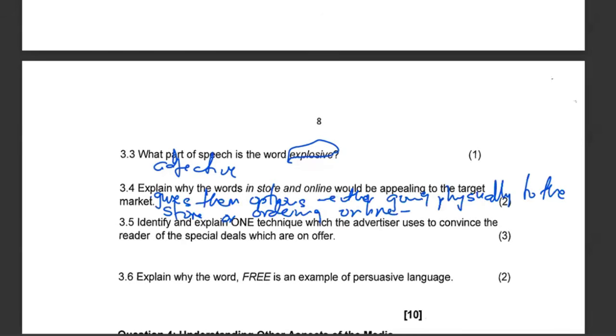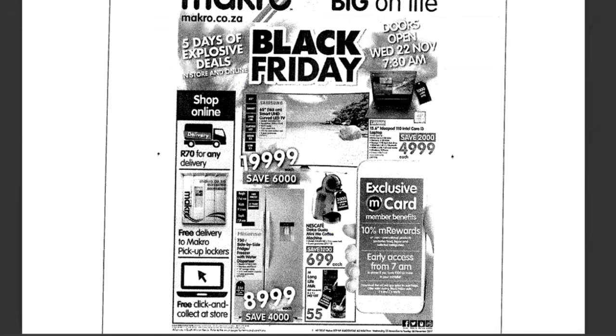Identify and explain one technique which the advertiser uses to convince, our keyword. What was convincing the reader of the special deals which are on offer? I believe one of the things is the percentage. I saw something about a percentage. Let me just go back quickly and be very sure. I think I saw 10% rewards, save 4,000 rand. It's 8,000, but you'll save 4,000 rand. Okay, and all those things.